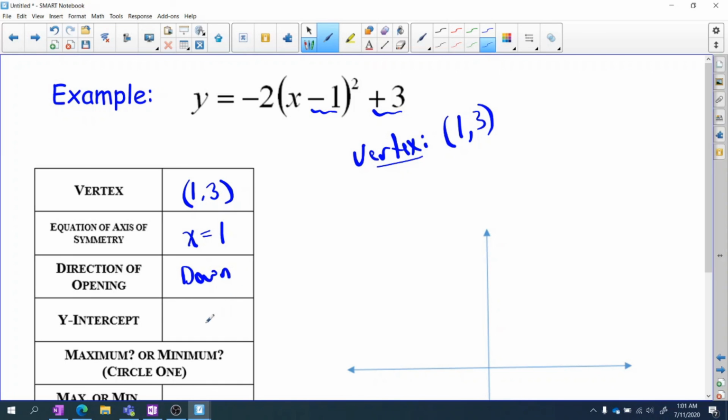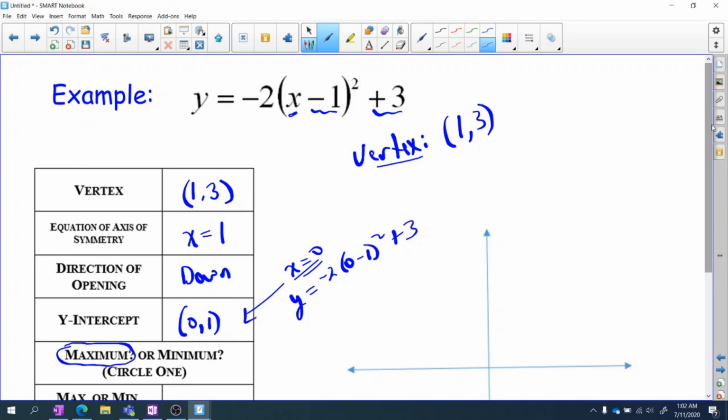What's the y-intercept? Well, I can't tell by looking at it, so I'm going to have to figure it out. To find that, you let x be 0. So you're going to fill 0 in where the x is. And then you're going to see what the answer is. So y would be negative 2, 0 take away 1 squared, and then add 3 and see what you get. Negative 1 squared, you're going to get positive 1 times negative 2 is negative 2. Add 3, you're going to get 1. So the y-intercept is x is 0, y is 1. It opens down, so I have a maximum. What is the maximum? It's the y value at the vertex. So y is equal to 3.